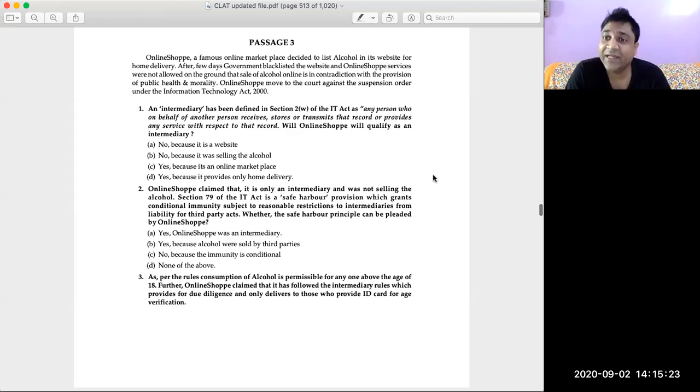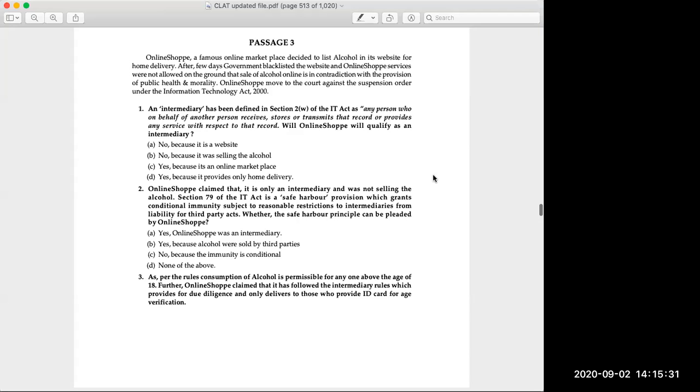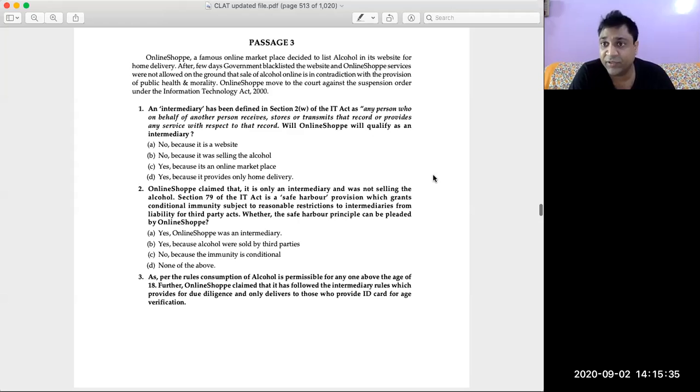Now, see, the thing is, this passage is very, very short. Okay, there's hardly any information in it. Here, whether alcohol is allowed or not in Indian law, not mentioned. What does the Information Technology Act of the government say? Not mentioned. On what ground has Online Shopee moved the Supreme Court also? Not mentioned.